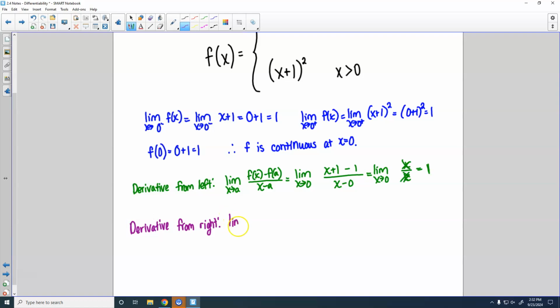So that's going to be the limit as x approaches 0 of f of x, which is x plus 1 squared, minus f of 0, and f of 0 is just 1, all over x minus 0. x plus 1 squared is, well, let's keep our limit notation, limit as x approaches 0. That's going to be x squared plus 2x plus 1 minus 1 over x. Okay, what's going to happen here?